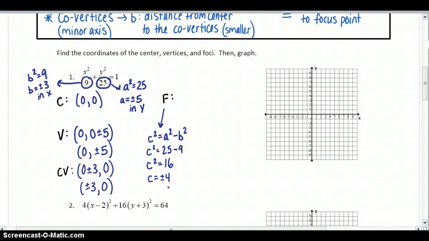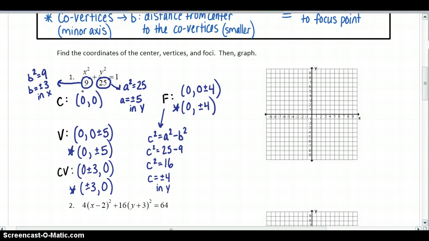And once again, I like to remind myself what direction that's in. The foci should always be on your major axis, which means it should always be with your bigger number, or a. Alright, a is in the y direction, that means our foci should be in the y direction also. So our foci will be from the center, 0, 0, and then we are adding and subtracting 4 in the y direction, which is just 0, plus or minus 4. So that's how we get all of our information, okay? The vertices, the co-vertices, the foci, and then of course our center.